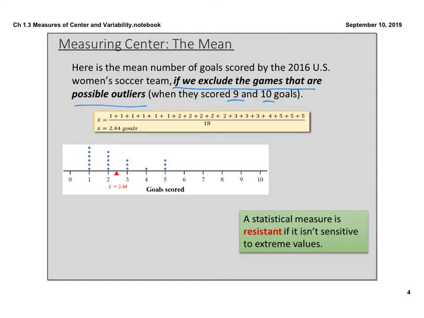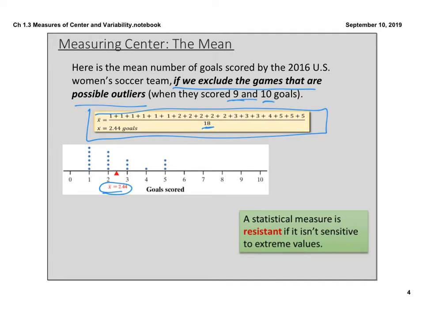So instead, look at this mean formula that we have right here. We have all of the data added up minus the 9 and the 10, and we divide it by 18 because we took 2 data points out. So instead of dividing by 20 games, we're only looking at 18 games. So we're going to divide by 18. Look at how that changed our mean. It changed our mean quite a bit. The old mean was 3.15 goals. Now the new mean is 2.44 goals, okay?